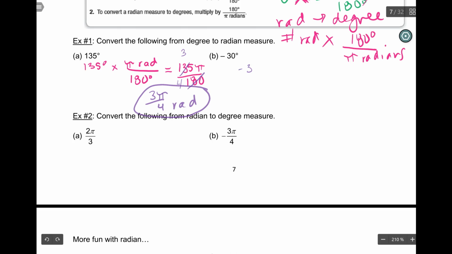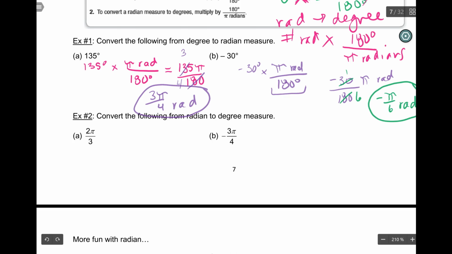Next one, we have minus 30 degrees multiplied by pi radians divided by 180 degrees. So this is just called your conversion factor. This is how you convert. So we get negative 30 over 180 pi radians. 30 is a common factor. So 30 goes into 30 once here, and 30 goes into 180 six times here. So we have negative pi over 6 radians.